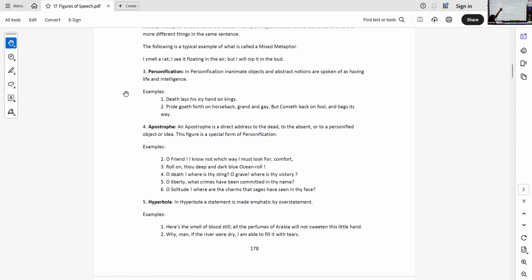So, Death lays his icy hand on kings. This is from a poem where death is being personified. Icy hand is the clue. Death does not have a hand, but here you're assuming that death has a hand. So it is personification. Pride goes forth on horseback. Pride is riding a horse. That means pride is a human being. You're assuming that pride is a human being.